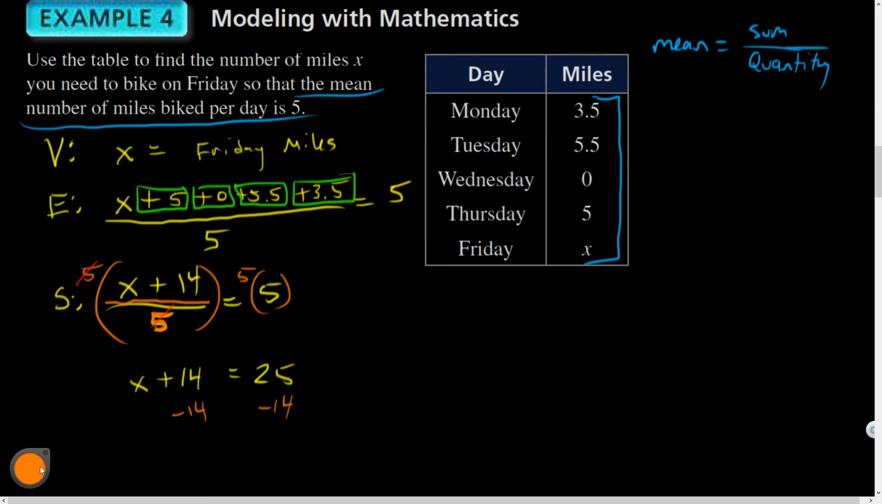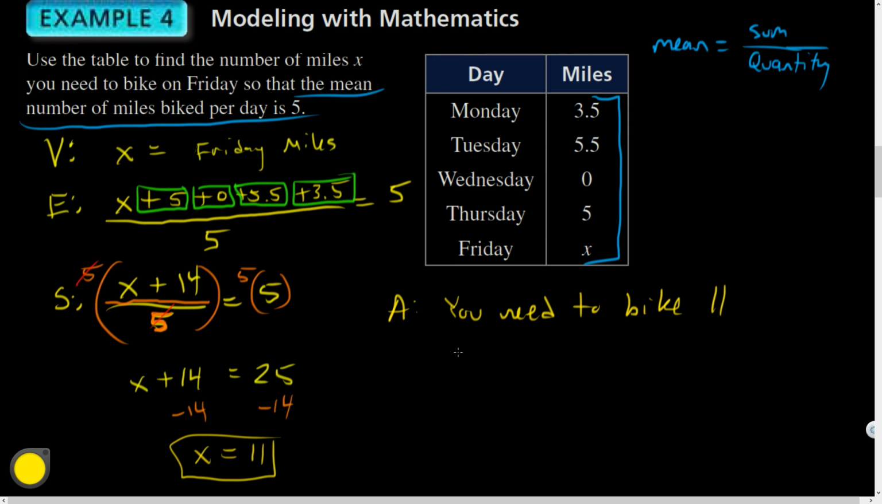Now, I realize you might have been able to guess that answer, but your answer guessing strategy only works when problems are easy. No, I'm training you on simple enemies so that you'll be ready for the big boss fight later. So my answer is you need to bike 11 miles on Friday.